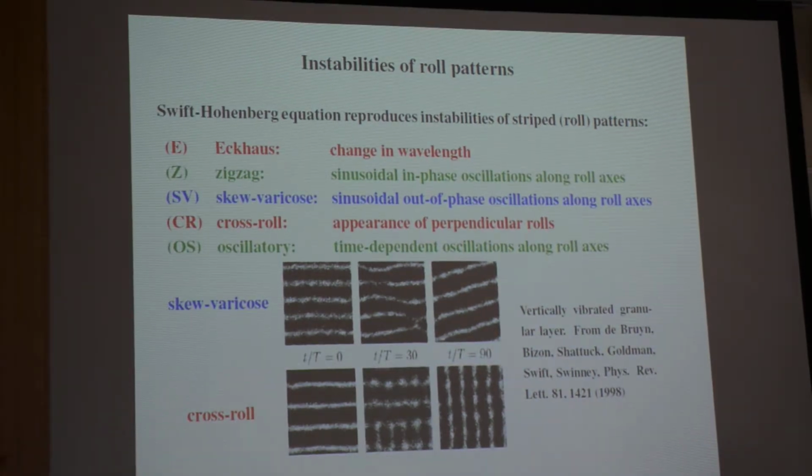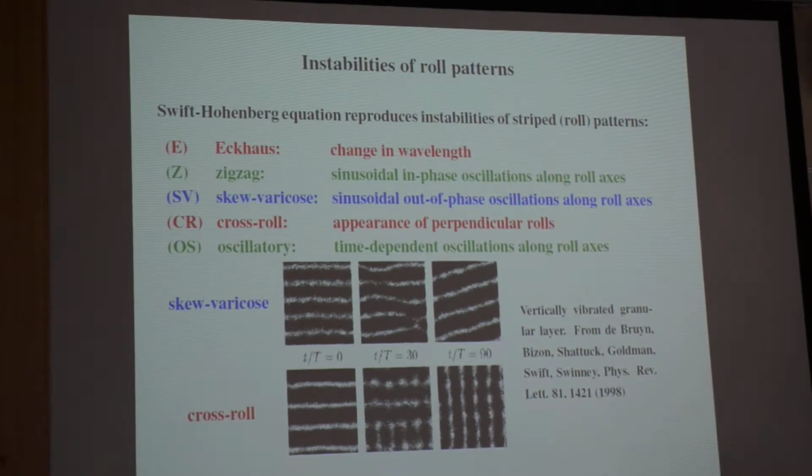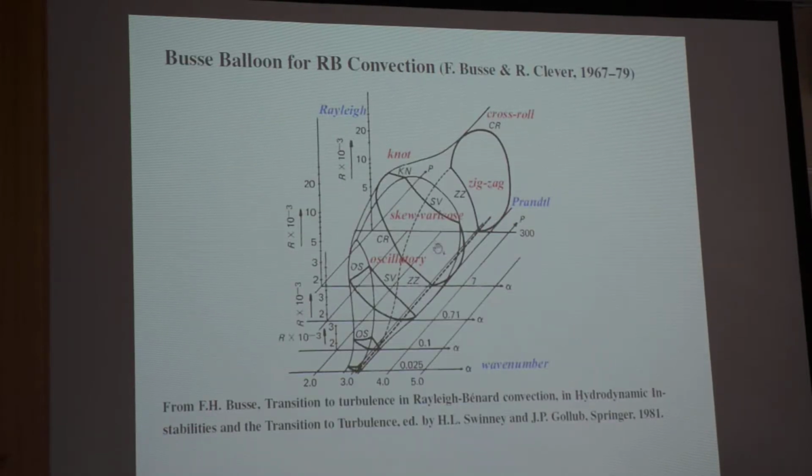Okay, so now we start a new topic, related to the old topic. We're going to talk about instabilities of roll patterns. I alluded to this before. If you remember, we talked about the Busse balloon, and this is in three-dimensional space of wave number.